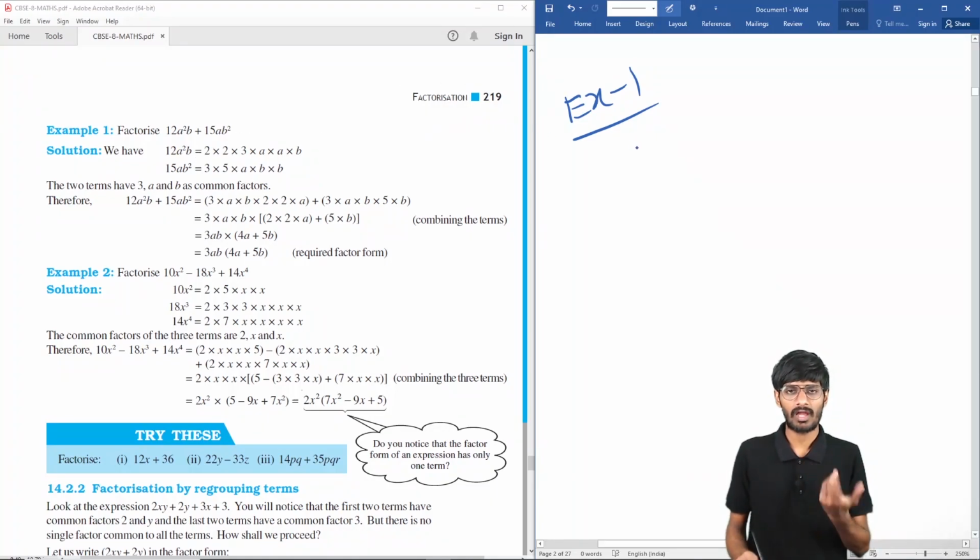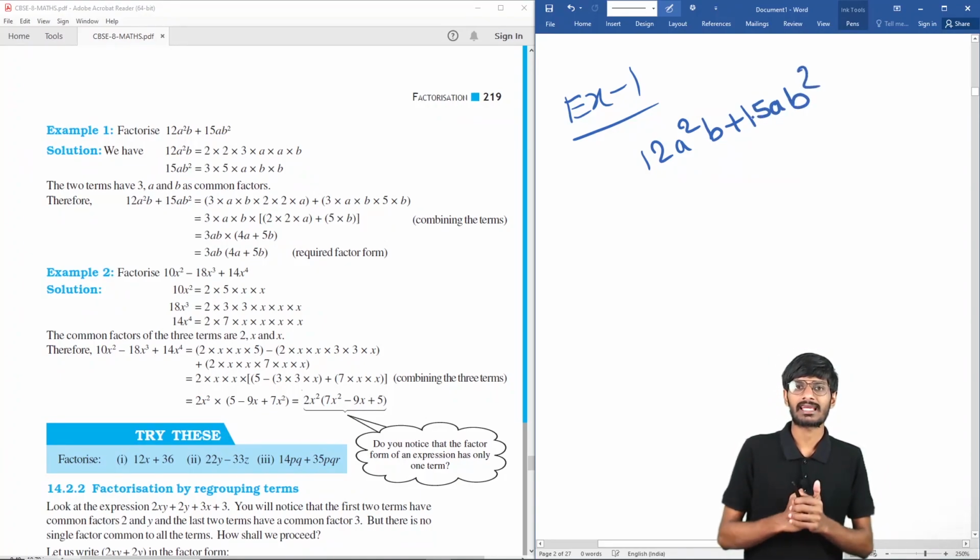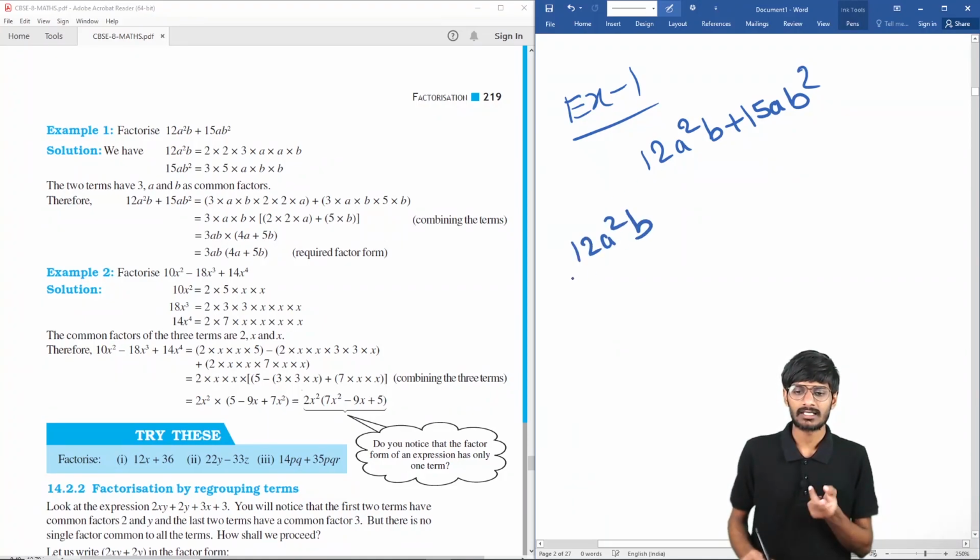Factorize: we have to do the factorization for 12a square b plus 15ab square. So it is an algebraic expression and it is a binomial. It contains two terms. We have to take every term as separate. It is 12a square b and 15ab square.